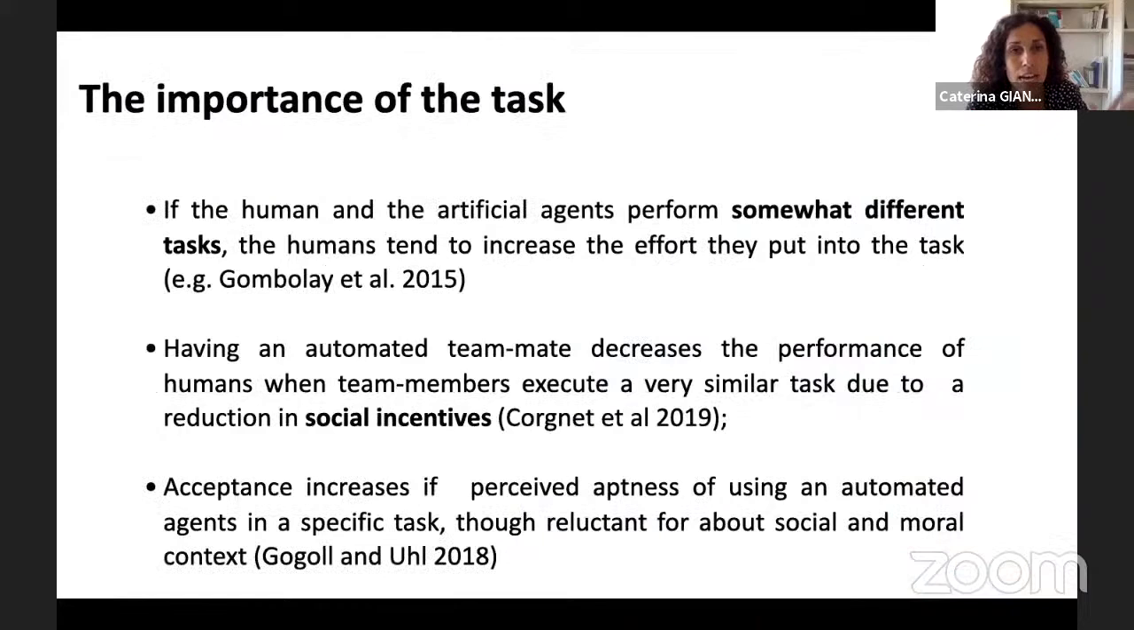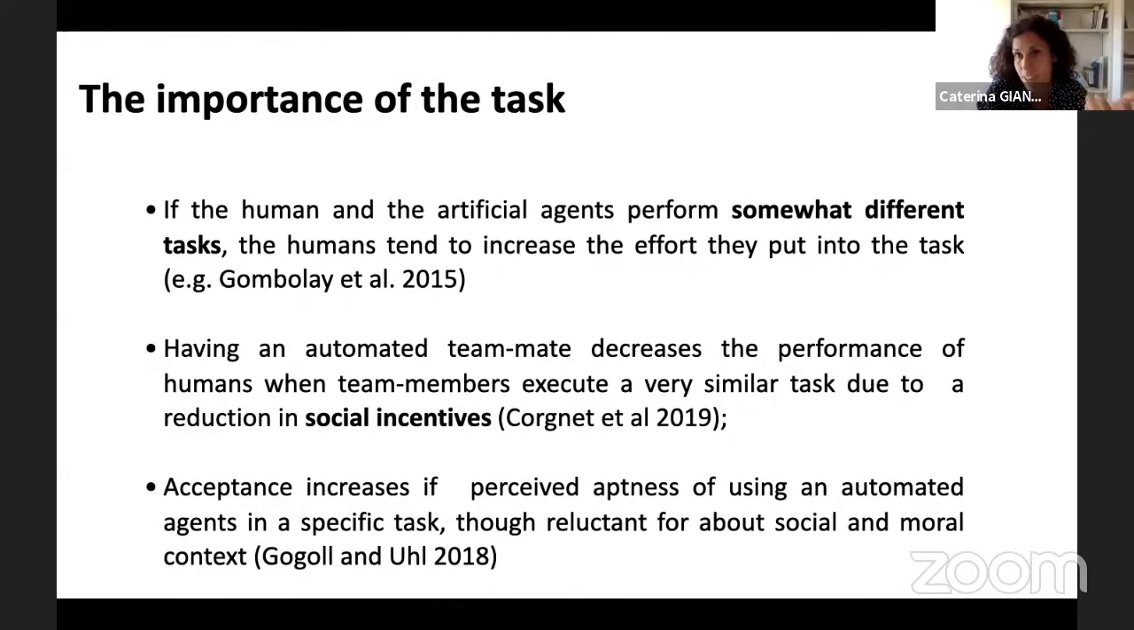And what we understood from a fresh study of the literature is that what really seems to matter is the task. In particular, it emerged that in a team with an artificial agent, a robot, and a human, the human tends to increase effort whenever the tasks they are performing are different. On the other hand, if the tasks are very similar, they tend to decrease effort. This is really important because it tells us that the task we choose will make a difference.